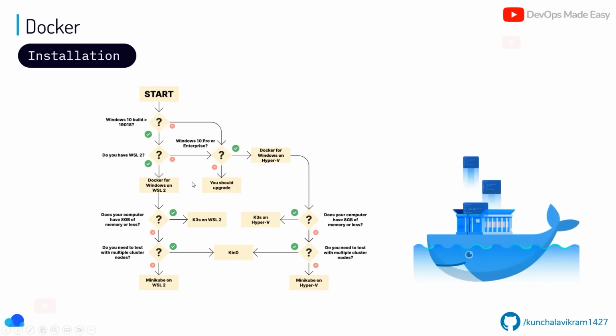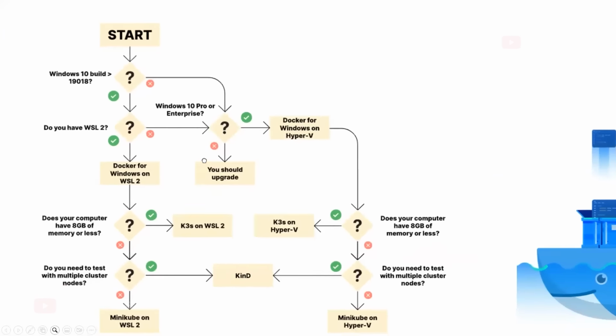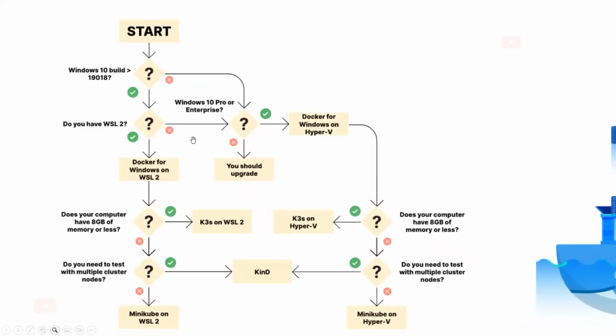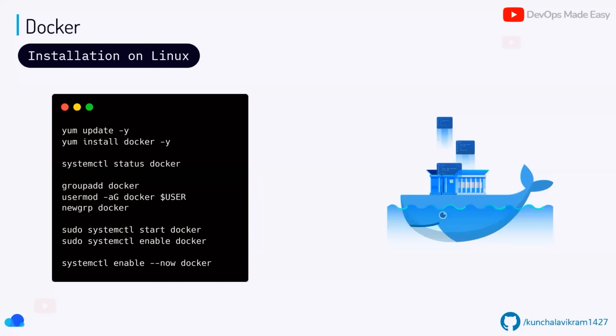So this is a small flow chart, you can say. If you have a Windows 10 Pro or Enterprise license, you can use Docker on Hyper-V, because Windows 10 Pro gets a type 1 hypervisor, so you can easily install Docker. But if you don't have it, you should enable Windows Subsystem for Linux and then install Docker for Windows. That is the only option you have. But for Mac and all, it is pretty straightforward.